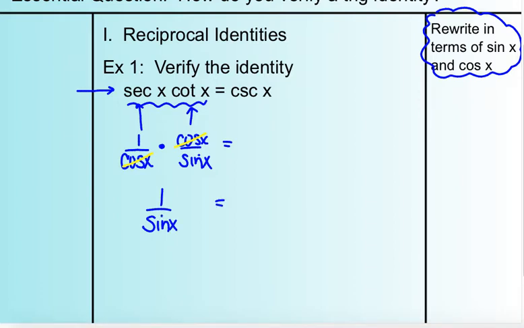Again, we're only working with the left-hand side. Now we have one more identity, the reciprocal identity. 1 over the sine of x can be rewritten as the cosecant of x. Now we want to see, did we end up with the right-hand side? I'm just dropping it down. We've shown that the left-hand side, the secant of x times the cotangent of x, does in fact equal the cosecant of x.